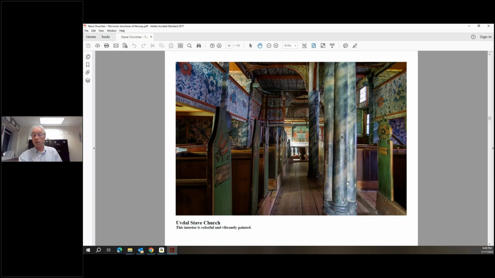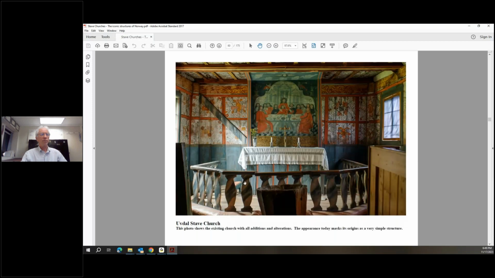And here we see the interior. Quite a bit different from the Holtalen, right? No decoration in that one, whereas this is very bright, very joyous, very colorful. There's this very floral paint job that was done on here, and that's on the walls and the ceilings.